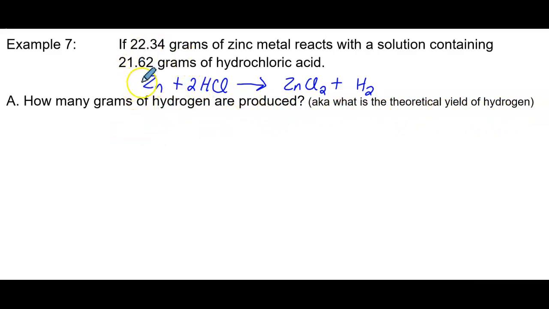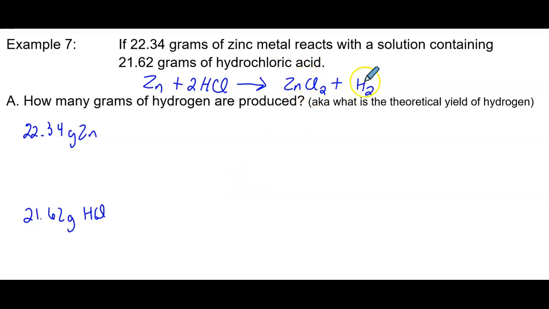Okay, we have to have a starting point, but we have 2 starting points. We don't know what our limiting reactant is. Up until this example, you were only given 1 starting point, so you had to assume that was the limiting reactant. So we're going to take our 22.34 grams of zinc and our 21.62 grams of hydrochloric acid, and we're going to take them both to the same comparison point. So we can take them to zinc chloride, or we can take it to hydrogen.